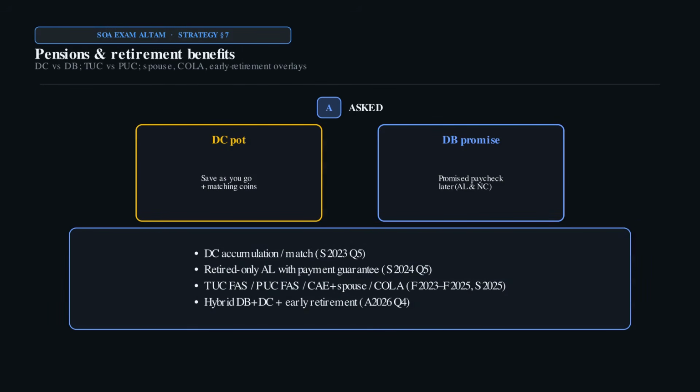Category 7. Pensions and Retirement Benefits. 7 prior questions. Patterns include DC accumulation with employer match, retired-only actuarial liability with a payment guarantee, funding methods on final average and career average salary with spouse reversionary or COLA overlays, and a hybrid DB plus DC top-up with early retirement.